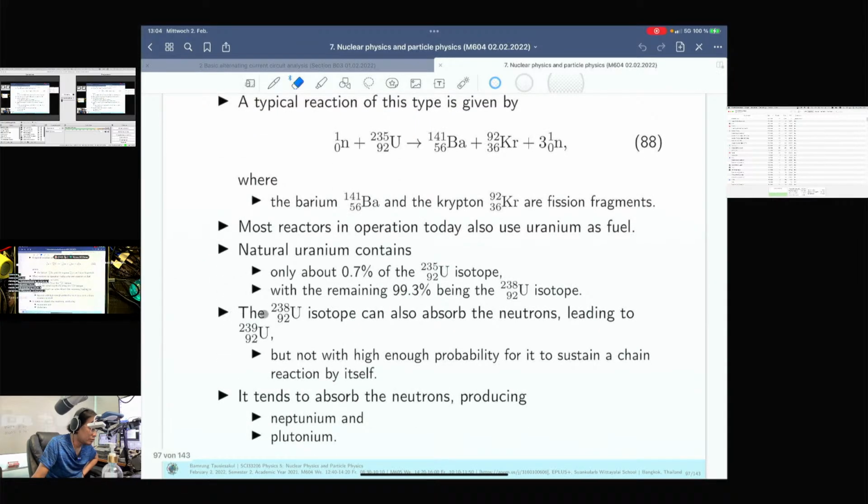What about uranium-238? The uranium-238 isotope can also absorb neutrons, but it doesn't behave like uranium-235 with high enough probability for it to sustain a reaction. It cannot be used for electricity generation because you can hit the uranium-238 and it will be decomposed into fragments X and Y, but the outcome neutrons would not have enough kinetic energy. Once the output neutrons do not have enough kinetic energy, they cannot hit another uranium-238. So the chain process in uranium-238 would not take place.